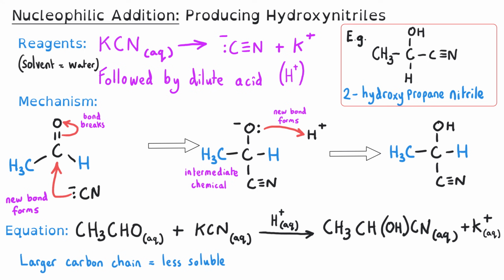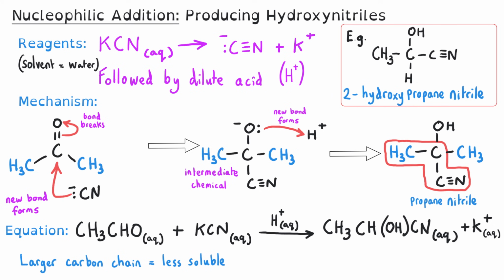If we did this mechanism on propanone, a ketone, we'd get a very similar reaction pathway. We're just swapping that hydrogen for a methyl group, and that's the same in the intermediate and the same in the products. But this time the product would have a different name. It would still be 2-hydroxypropane-nitrile, but we also have a methyl group on that second carbon atom. And so this would actually be called 2-hydroxy-2-methylpropane-nitrile, remembering that our branches need to be in alphabetical order.